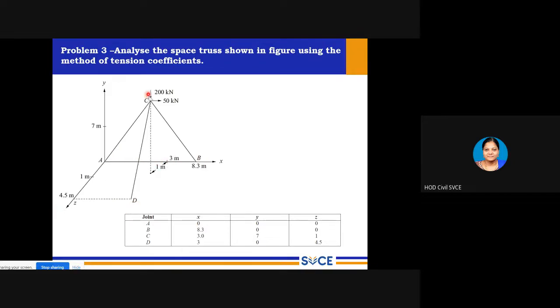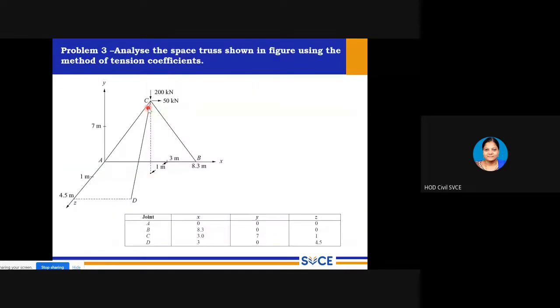And again X in the point C and D is the same, so X is 3 meters, Y is 0 and Z is 4.5 meters. Okay, so we have fixed the coordinates. Now your Xa, Xb, Xc, Xd, similarly Ya, Yb, Yc, Yd, Za, Zb, Zc and Zd are known. Okay, so once it is known, simply we have to apply the equations of equilibrium. And again I'm repeating, as far as the external forces are considered, here at the joint C you have the external force of 200 kN and 50 kN. Other than that there are no external forces. Okay.